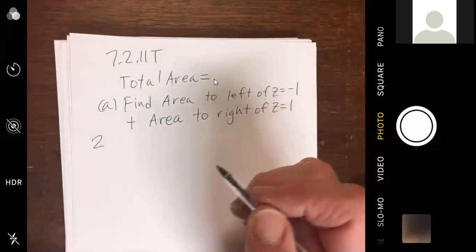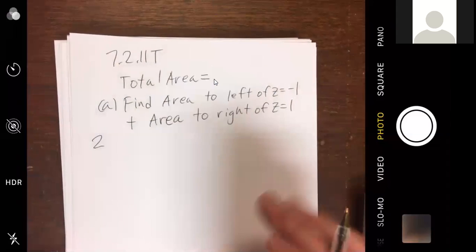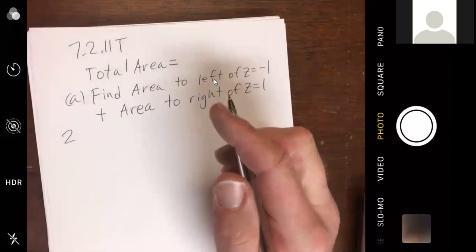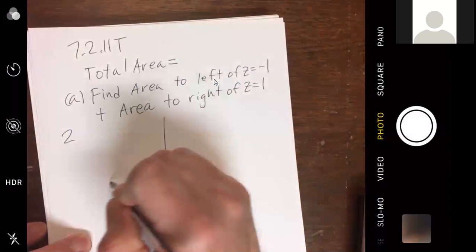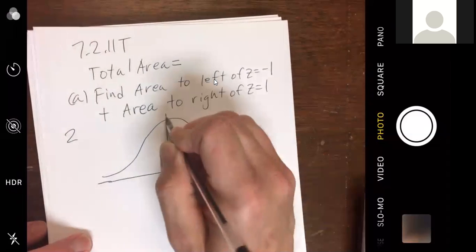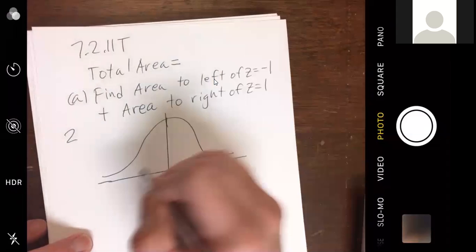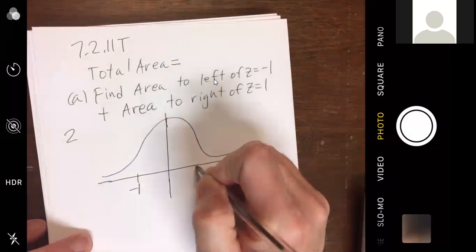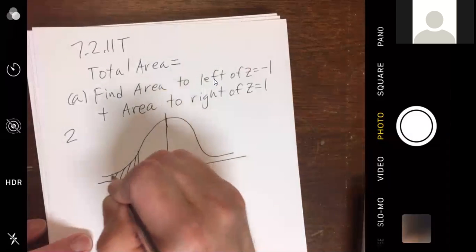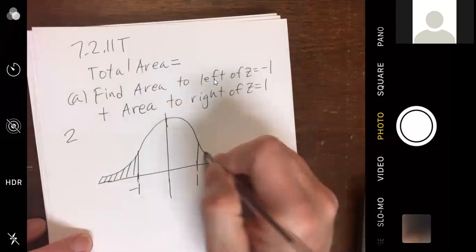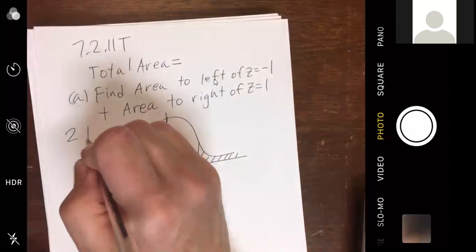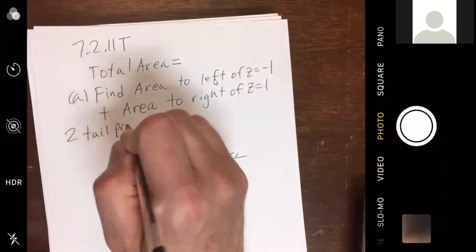Well, we found a problem at 12. I'll use my table and give you the number I get, and it may or may not work. But this is a forwards problem. -1 would be over here and +1 would be over here. Left of -1, you're that way. And if you're right of 1, you're going that way. I call this a two-tail problem.